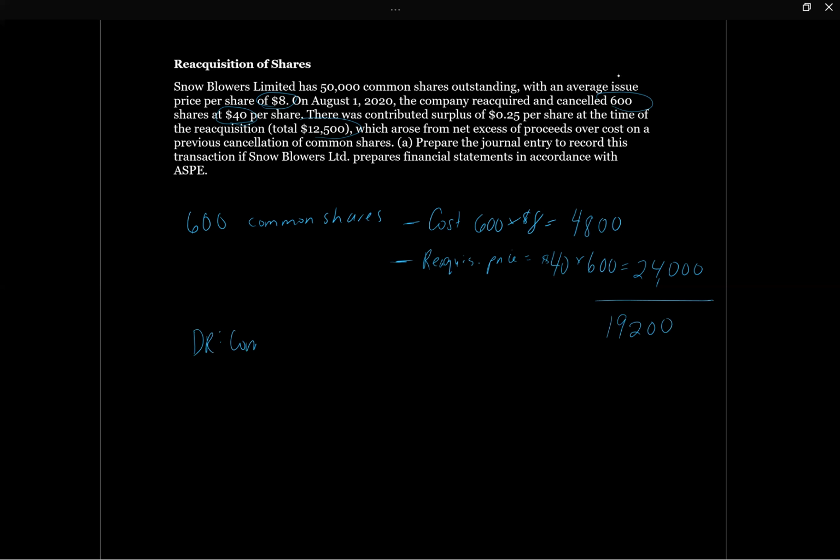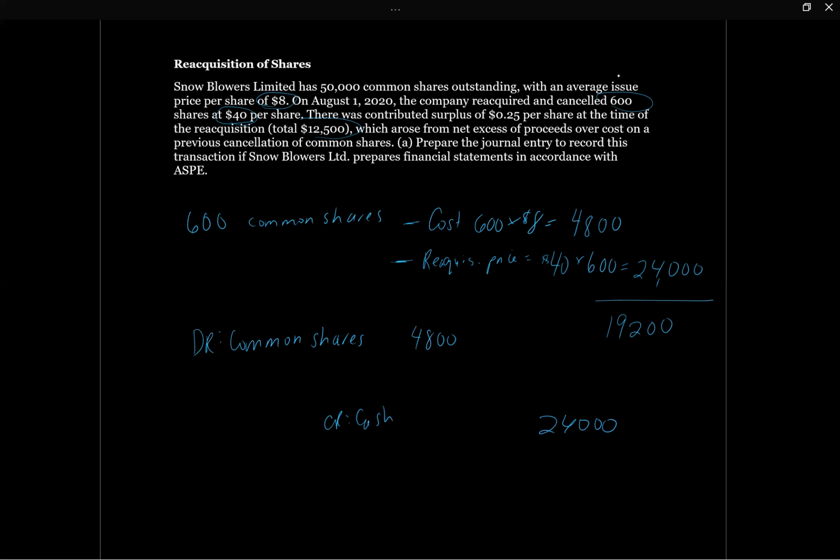So we know we want to debit common shares, which is going to remove the value of the common shares from our statement of financial position. And that's going to be at their cost, which is what they're on our statement of financial position at. So this is eliminating those 600 common shares from our statement of financial position. And we know we're going to have cash of 24,000. So there's obviously a big gap in the middle of this entry. So where do we go?